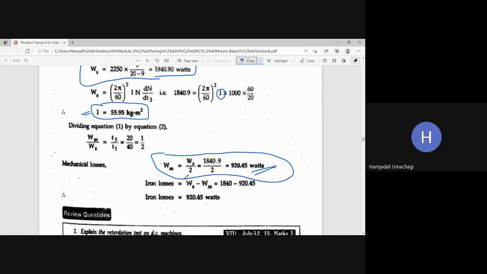So if we deduct the mechanical loss from the stray loss, that is Ws minus Wm, we are going to get the iron loss, where iron loss is nothing but Ws minus Wm, that is equal to 1840 minus 920.45. So once again, finally the iron loss will be 920.45, right? So this is about the retardation test problem.